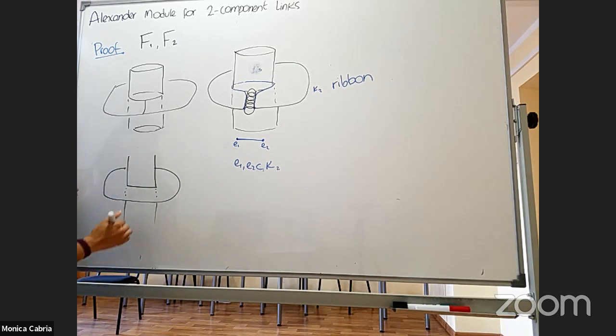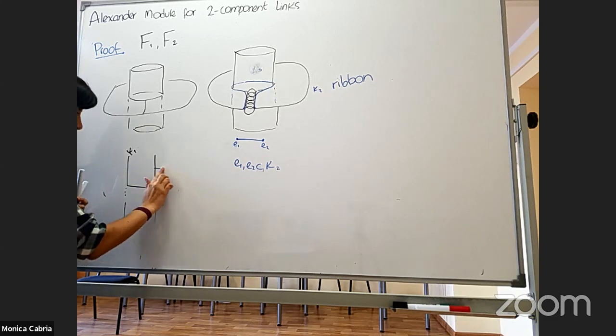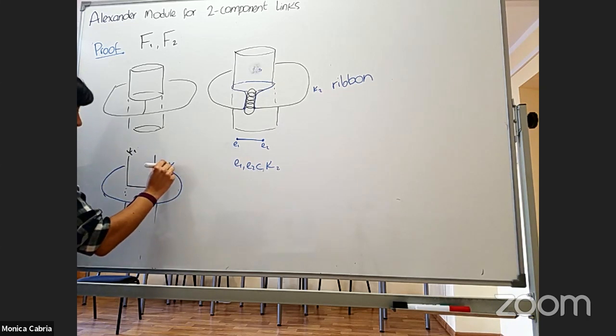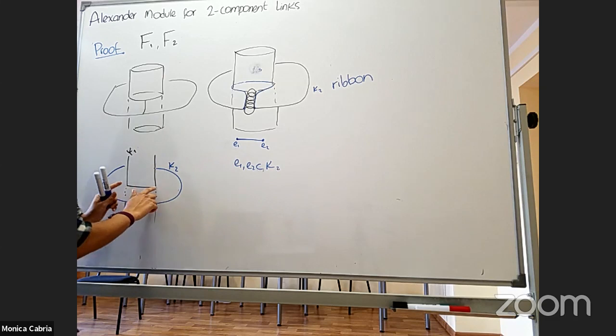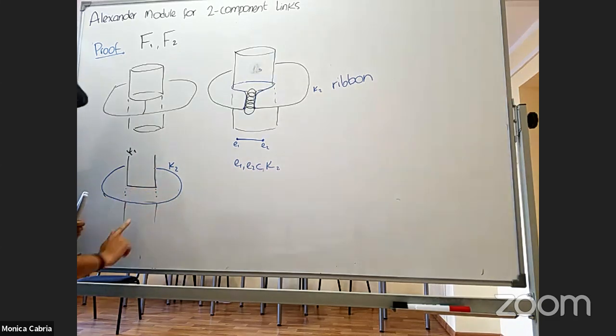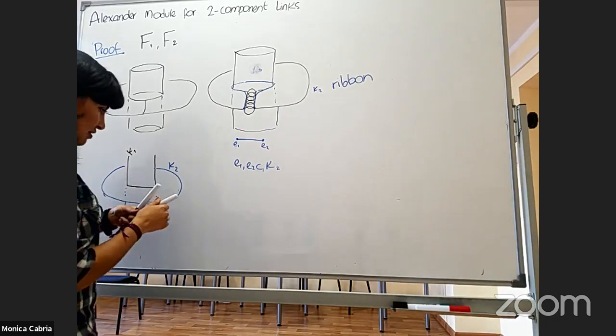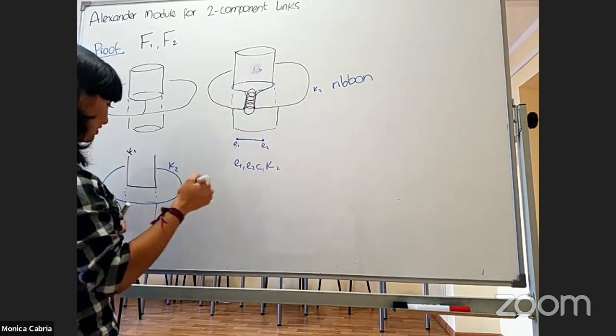So we have this boundary. Let's call it K1, and the other boundary, maybe I should use another color. I think it's pretty clear already. This is K2, and both endpoints are in K1. So now we do the same pushing along the curve. And what we will have is a similar picture to this one.